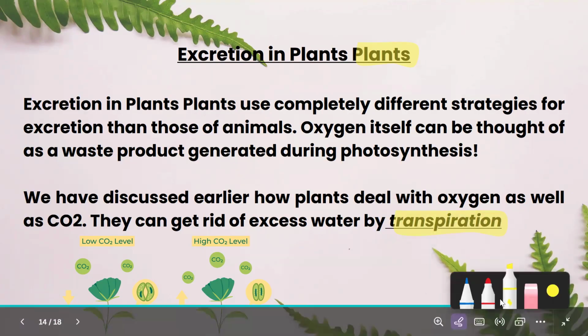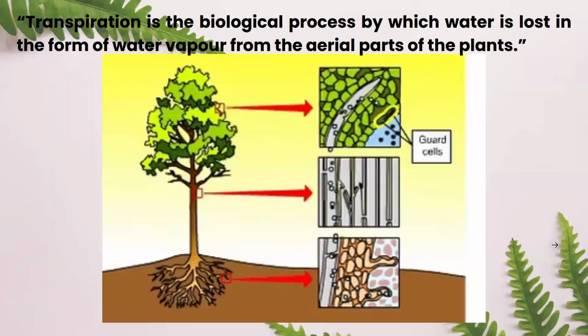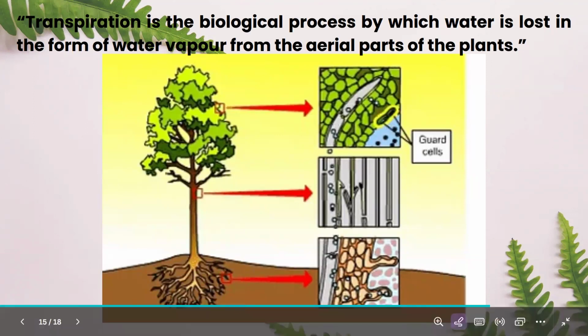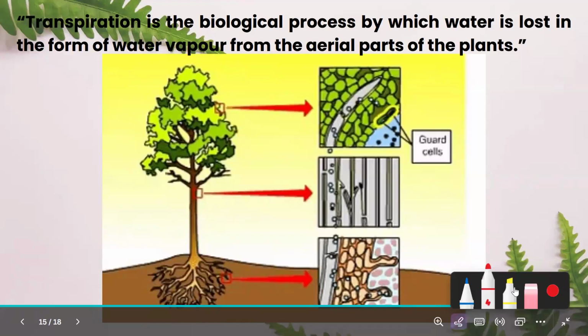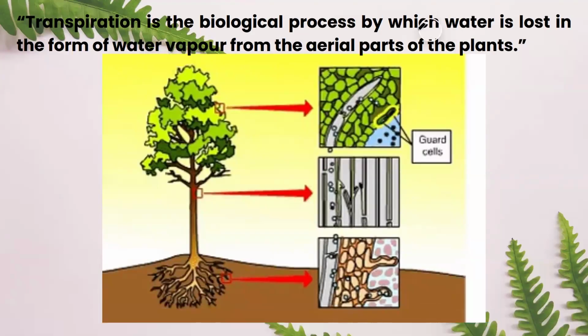So how can we give the definition of transpiration? Simply, transpiration is the biological process by which water is lost in the form of water vapor from the aerial parts of the plant. What do you mean by the aerial part of the plant here?